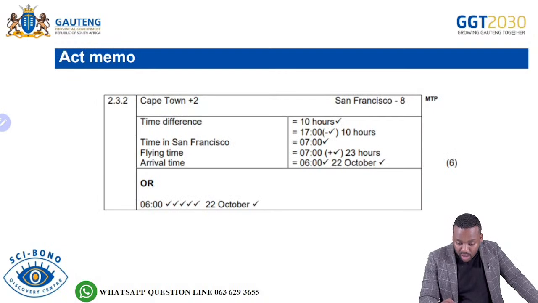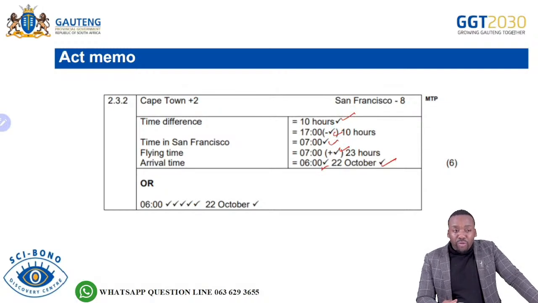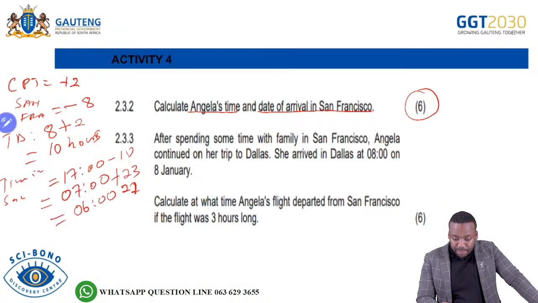There it is, our number 1, identify your time. Number 2, calculate the time difference. Then this is where you get the first mark, the second mark, this and this and this and this. That's where you get your full 6. Let's go back that side.